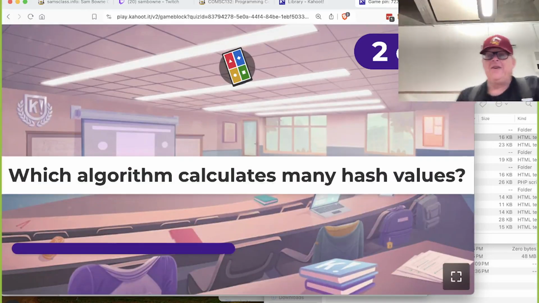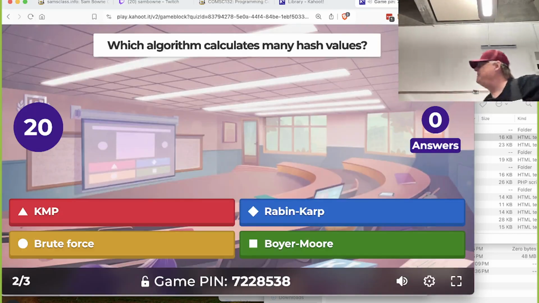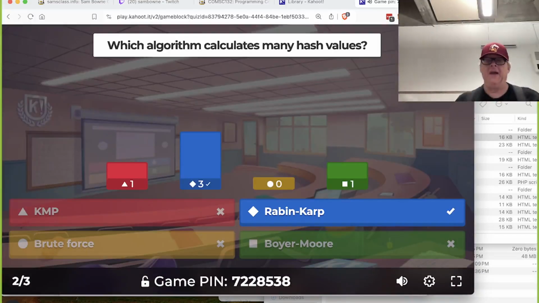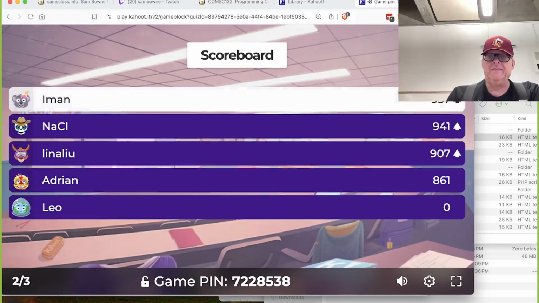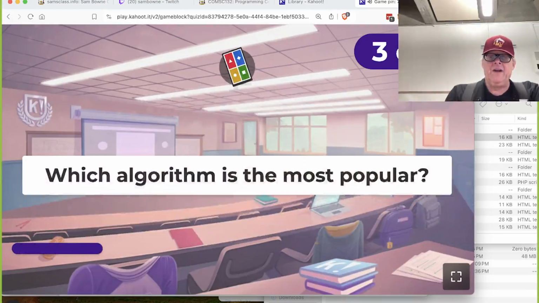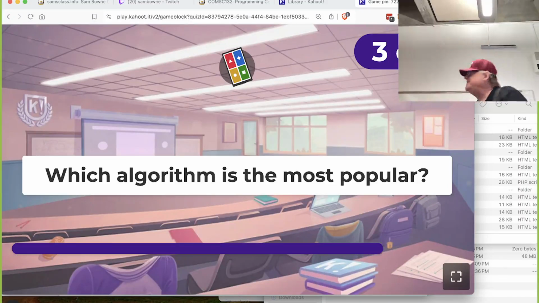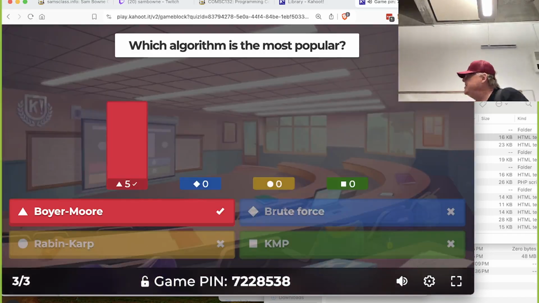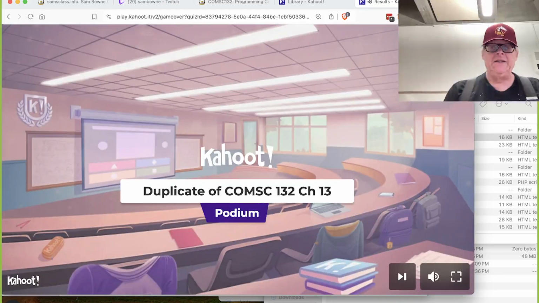All right, which one calculates hash values? That's Rabin-Karp. All right, which is the most popular? Boyer-Moore. That's the most modern one. All right. Okay. So.